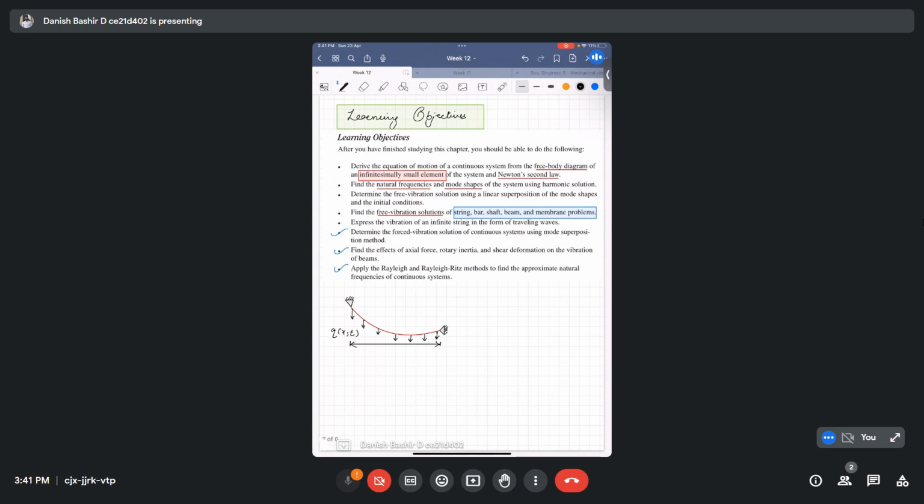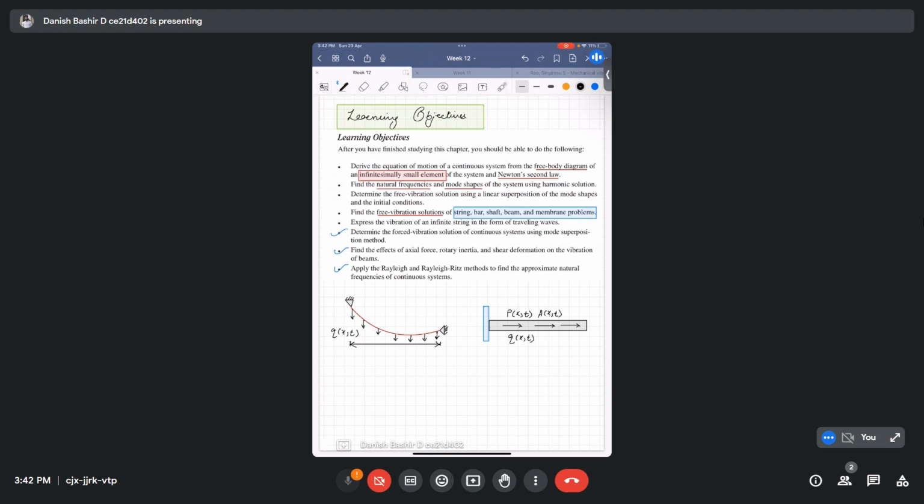Then we will have a bar problem. For example, we are having a bar like this, and its density varies like rho of x, with area A of x, and it is being acted upon by some force q of x comma t. So this is also one type of continuous system.